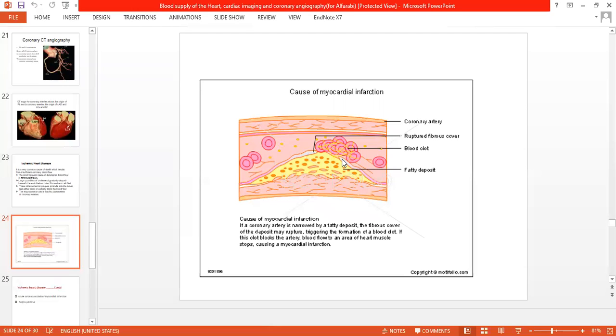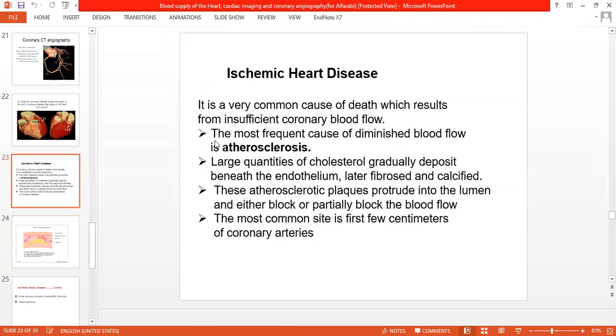Then you can see here this part is the fibrous tissue covering ruptured, and now the blood vessel comes and tries to block this. Already there is this fat deposition. This is the atherosclerosis, and now there is narrowing of this part of the blood vessel. So there will be less blood flowing, and it leads to ischemic heart disease.